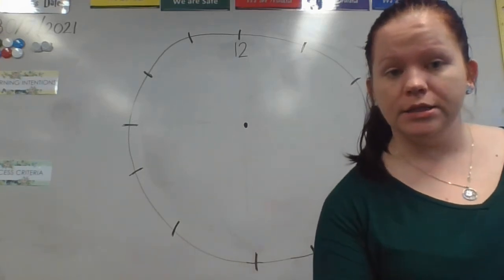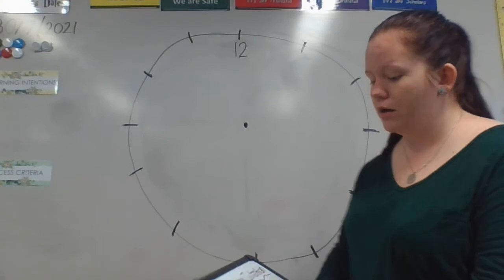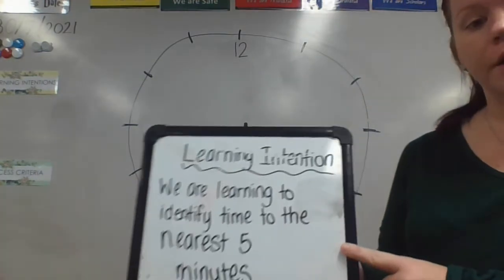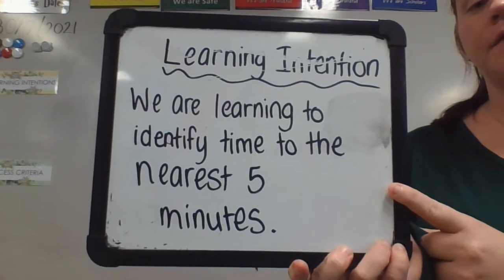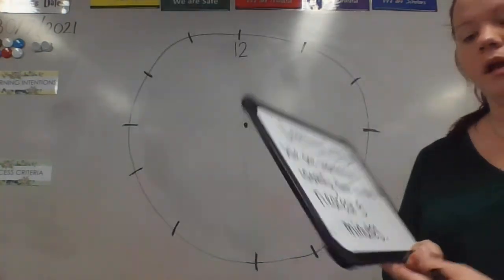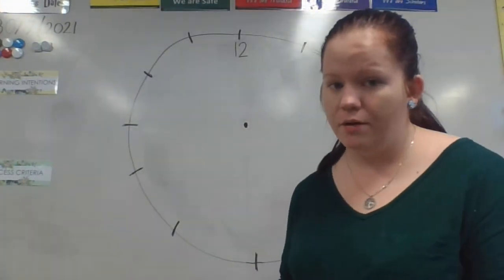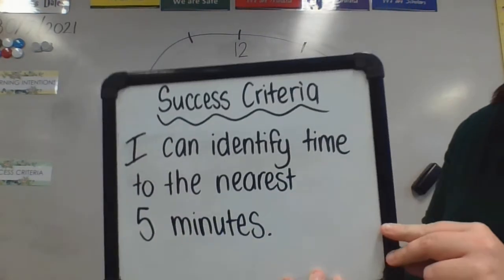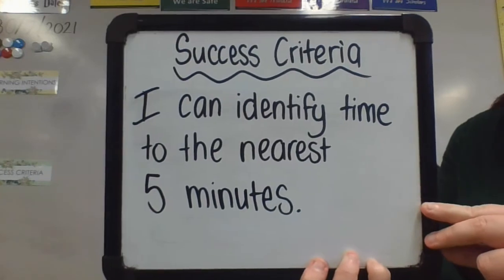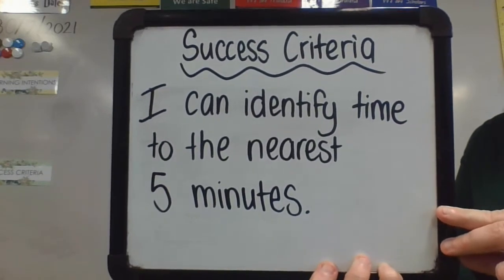So our learning intention for today is that we are going to be learning to identify time to the nearest 5 minutes. So our success criteria to go along with our learning intention today is that I can identify time to the nearest 5 minutes.